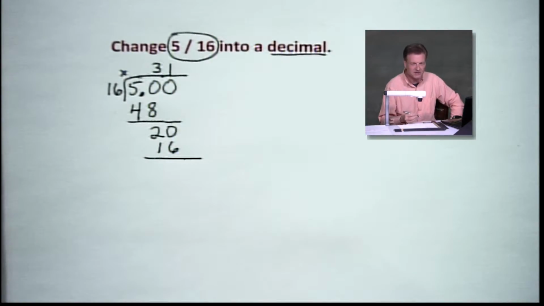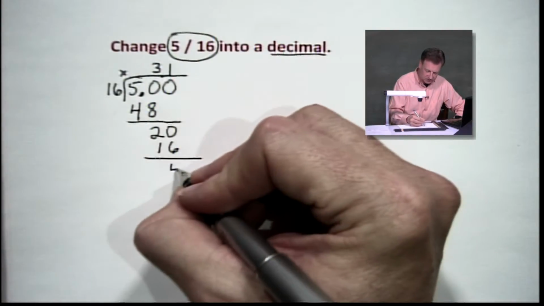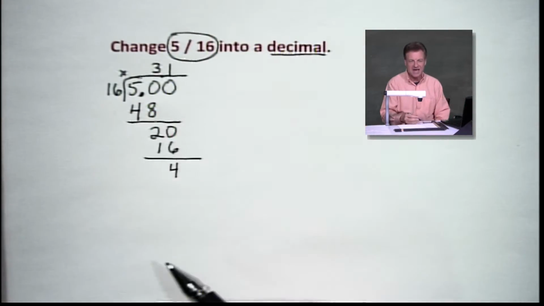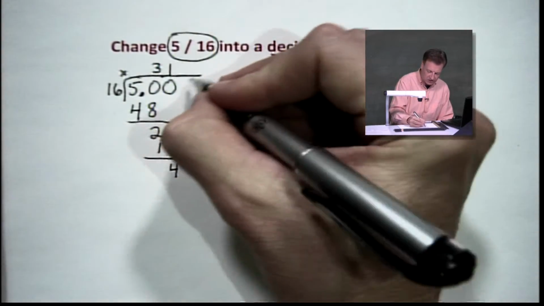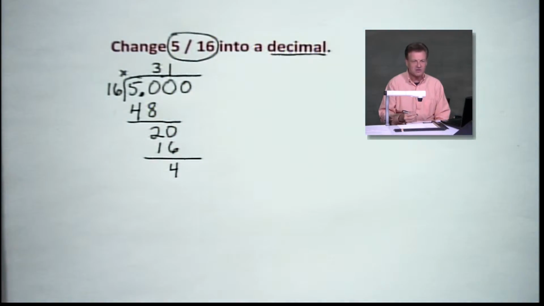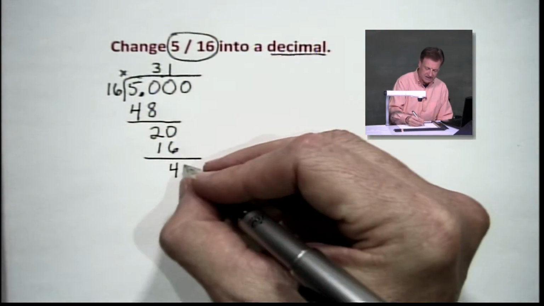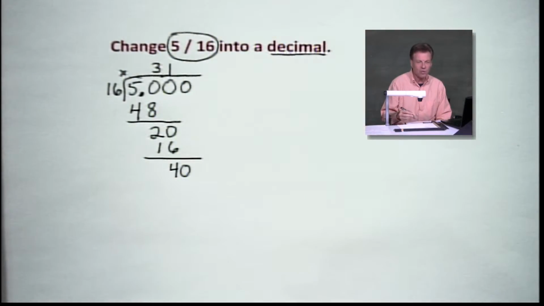Boy, I keep hoping this thing will come out even sometime soon. We've got a 4 left over. I'm beginning to feel a little bit better because I see something going on with 4 over 16 if I wanted to make that into a fraction right here. We're going to keep it on the decimal. It's going to come out even here, folks. Let's run another 0 right in there. Bring it straight down. We are now dealing with 40.